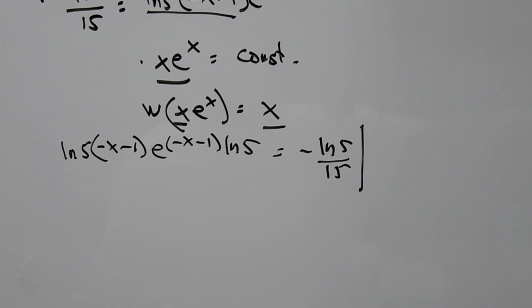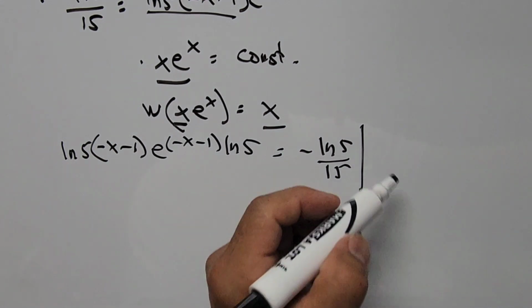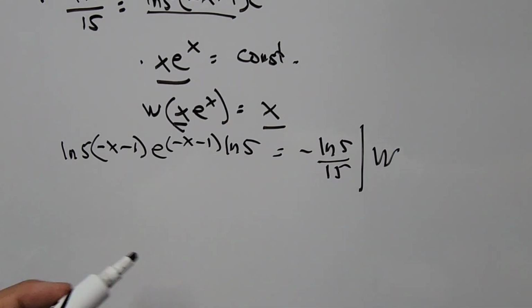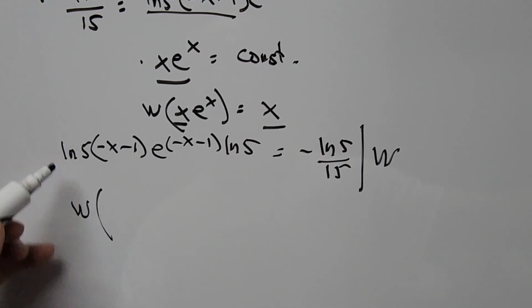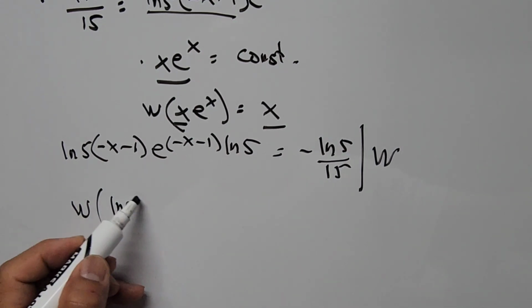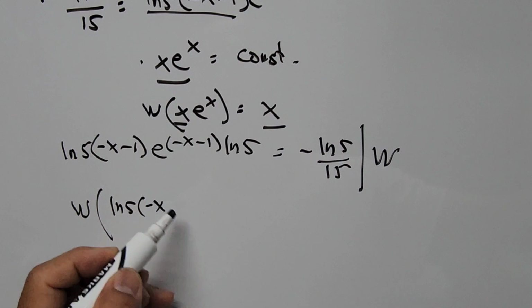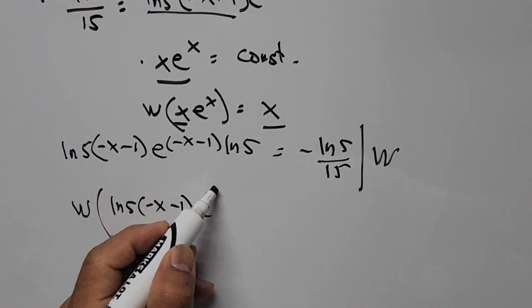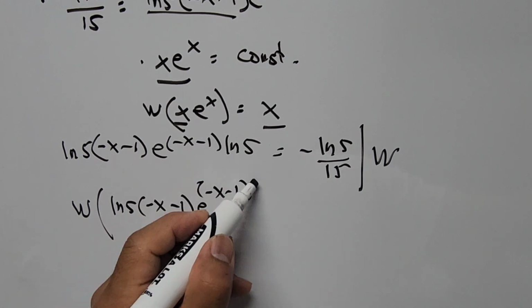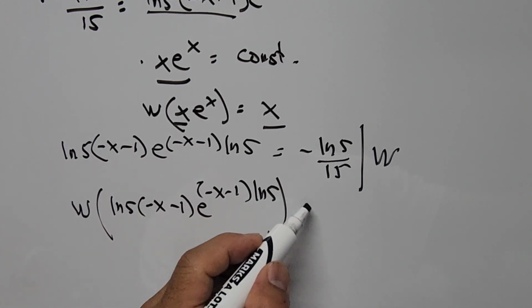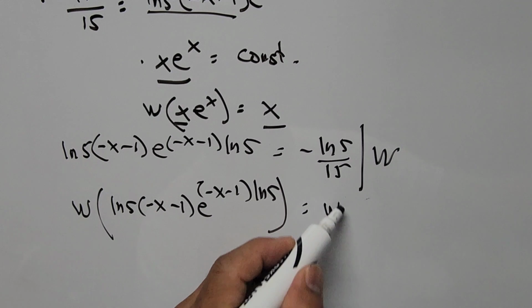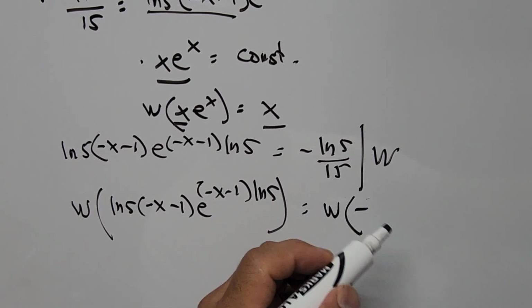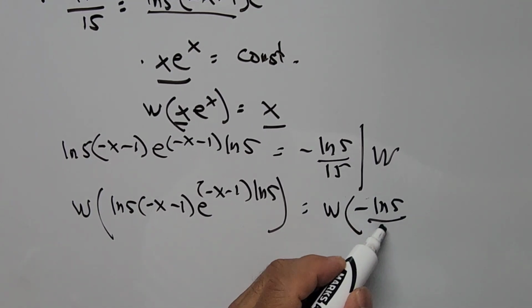So now we can apply the Lambert W function to the equation. So we have W of ln of 5 times minus x minus 1 times e to the power of negative x negative 1 times ln of 5 equals W of the right hand side, which is negative ln of 5 divided by 15.